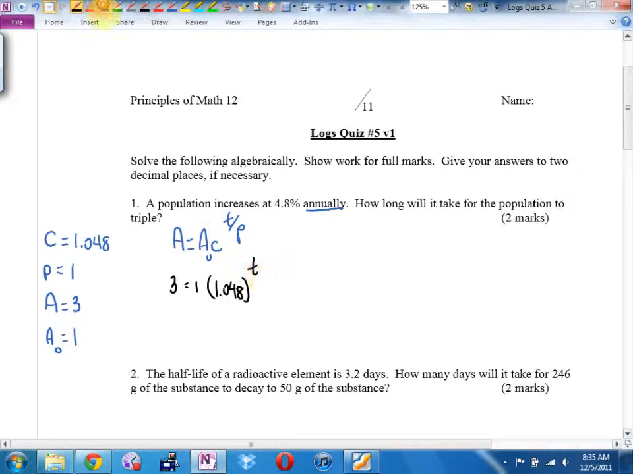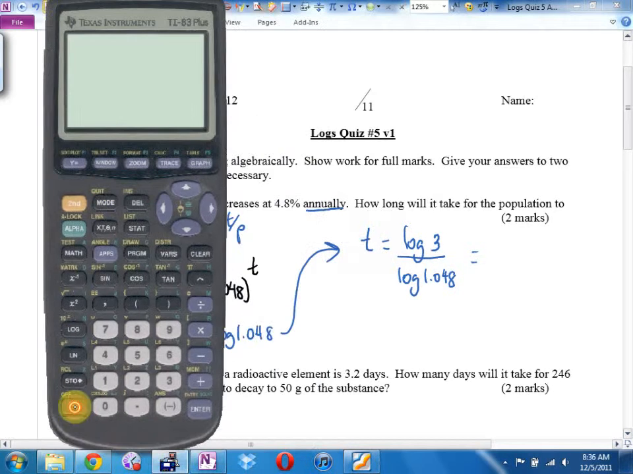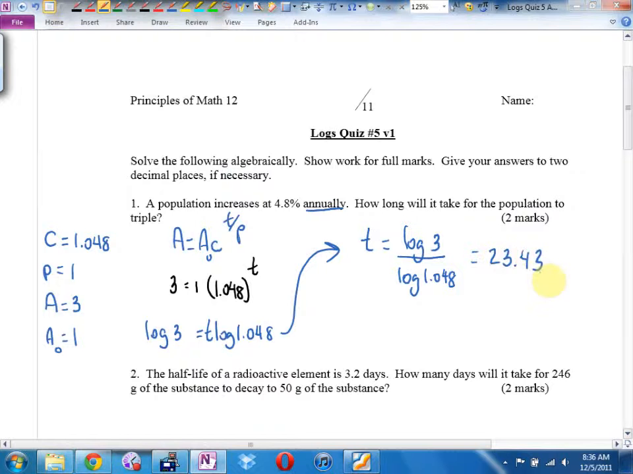I'm going to take the log of both sides, and the T would move to the front. In fact, I'm going to get T equals the log of 3 divided by the log of 1.048. It says give your answers to 2 decimal places if necessary. Log 3 divided by the log of 1.048 is 23.43. If you got that, 2 out of 2.